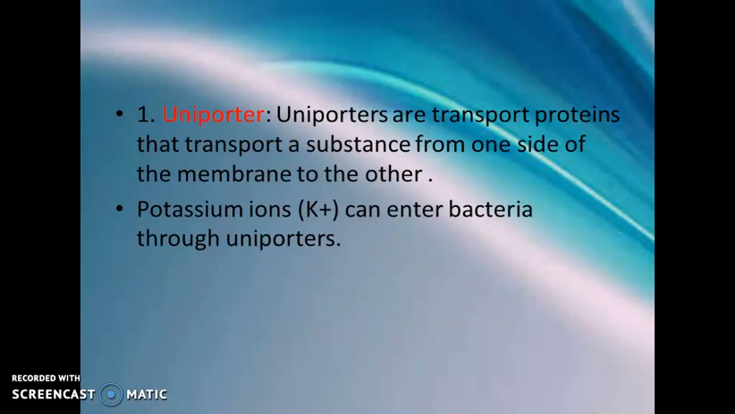The first among the facilitated diffusion types is the uniporter. Uniporters are transport proteins that transport a substance from one side of the membrane to the other. For example, potassium ions can enter the bacteria through uniporters. So the potassium ion gains entry into the bacteria with the help of transport proteins called uniporters.